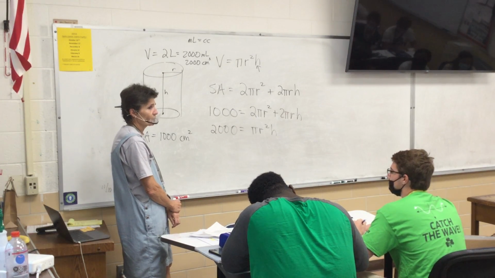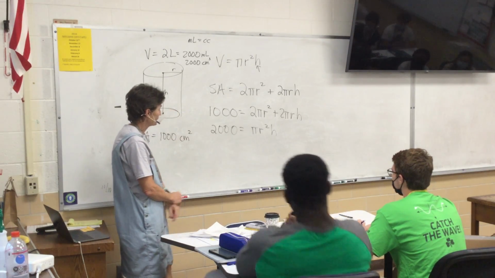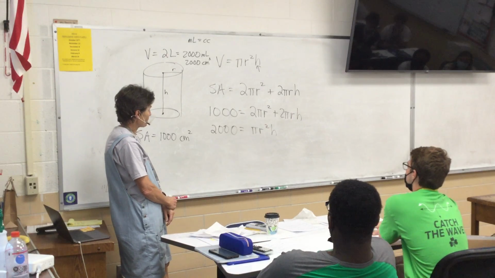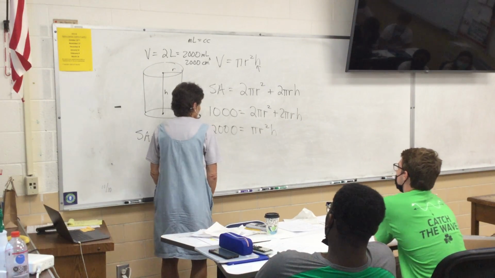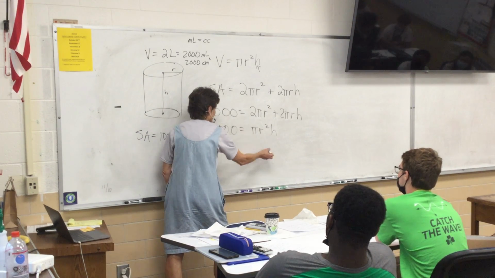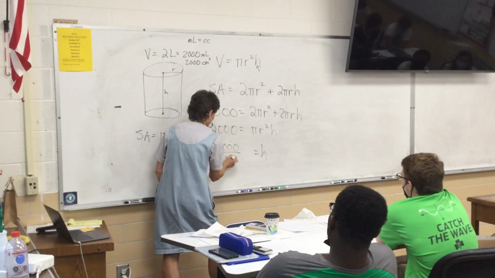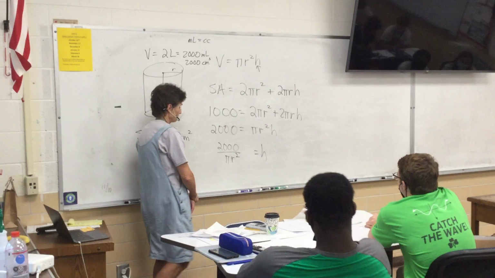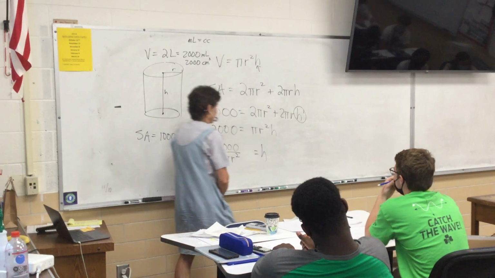I think I want to do what I was talking about anyway, because don't I have a system of equations here? And I need to solve that system, so which one do you want to do? Get this h by itself? Yeah. So h equals 2,000 over pi r squared. And I put that here then?